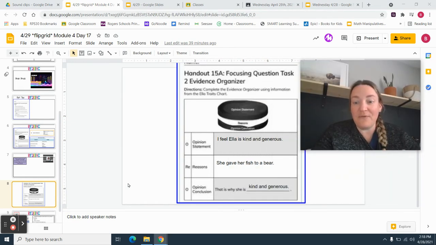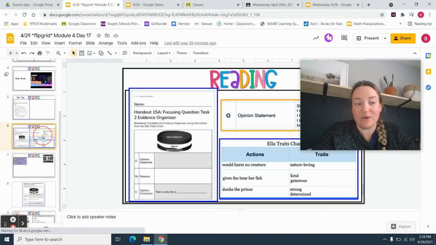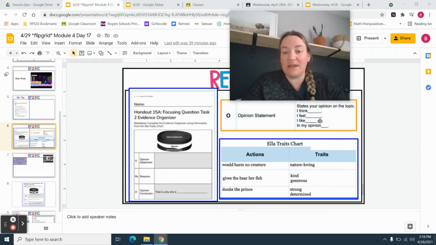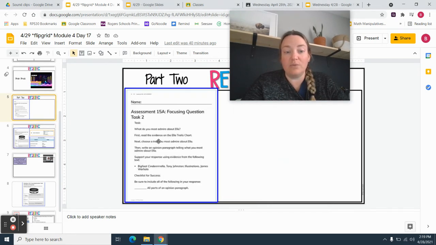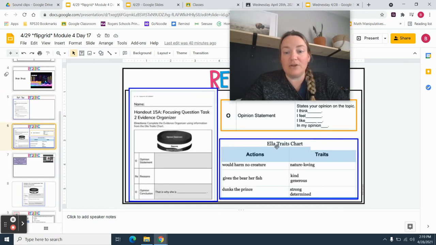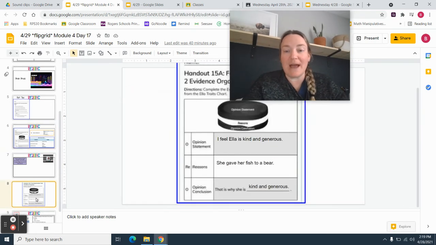I wrote that I feel, and remember, excuse me, you have some resources right here. You have the opinion options for how you can state your opinion. And then here's the Ella traits chart, which they're talking about right here where it says to read the evidence on the Ella traits chart. Okay, so here's your Ella traits chart for you to choose which trait you most admire and your evidence to support that trait, okay? So now back to my example from yesterday.